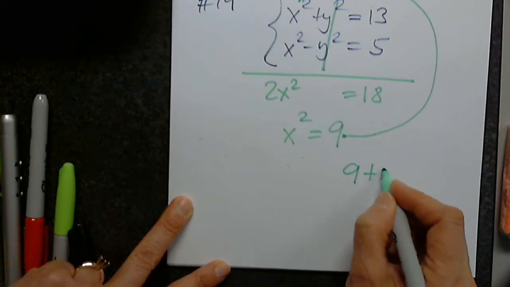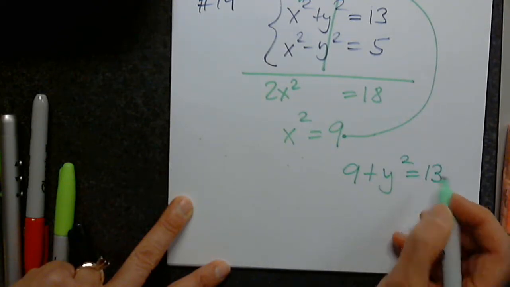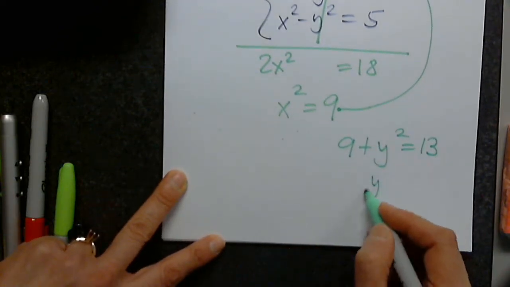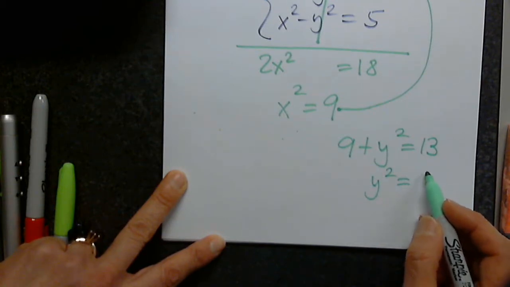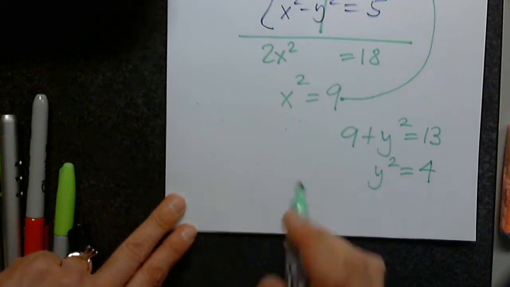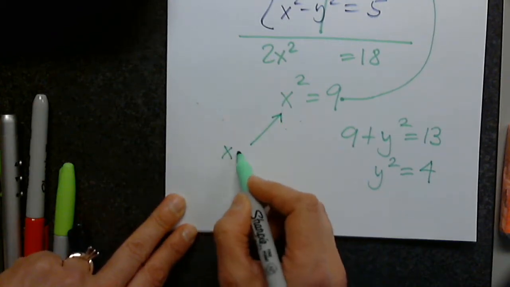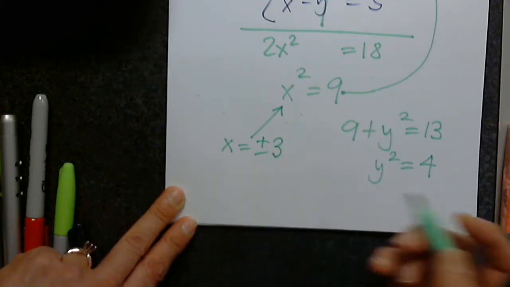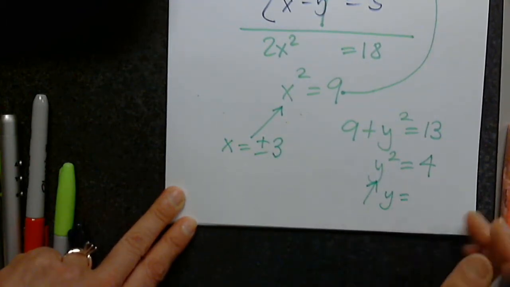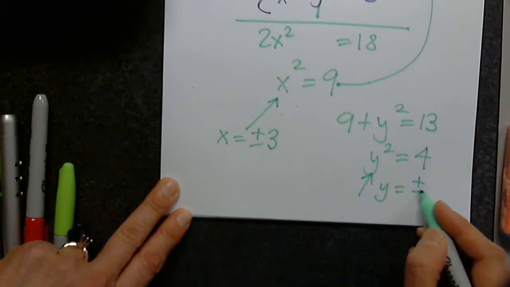So 9 plus y squared equals 13, which means y squared equals? 4. Very good. And now I want the 2 solutions for x. Please give me those 2 solutions. 3, negative 3. Plus or minus 3. Please give me the 2 solutions for y. Plus and negative. Very good.